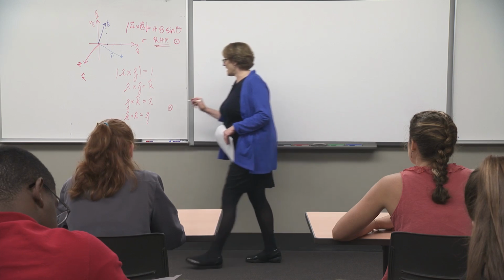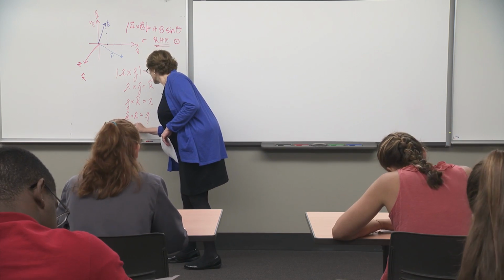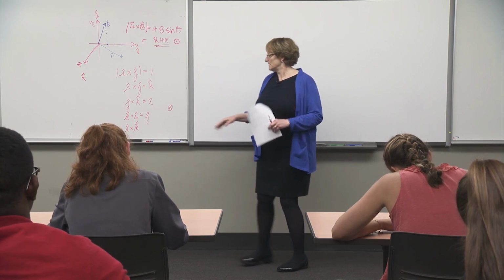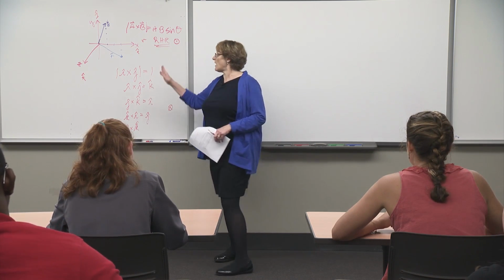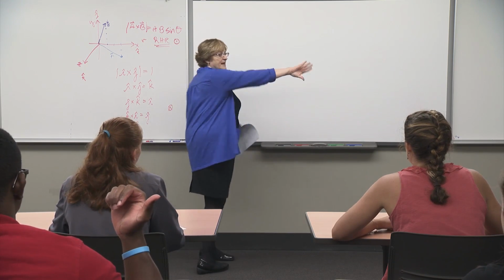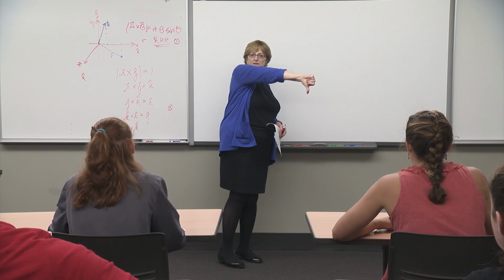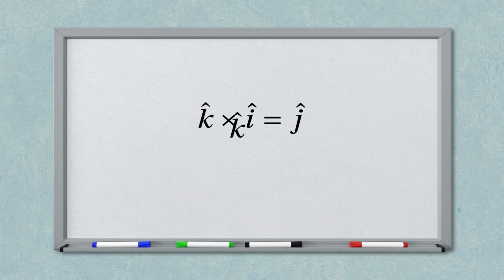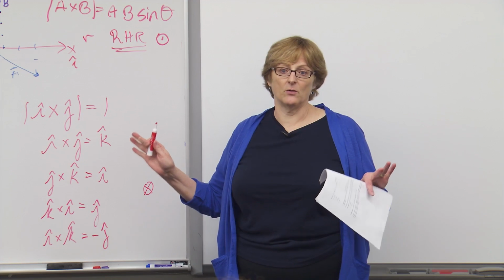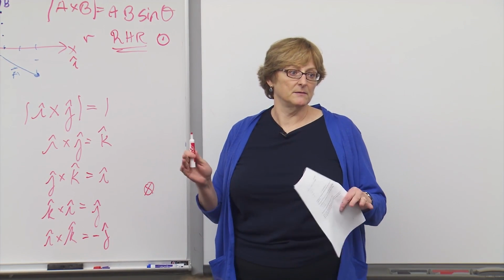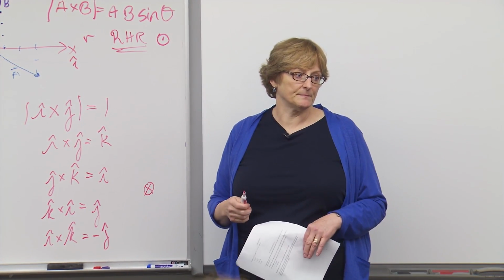What about i cross k? Just flip it around. I've changed the order now. i cross k. The order matters. So i is this way, okay? And k is out of the board. So I come up with minus j. See that? If you flip the order, then the sign changes. So right away we know, for example, A cross B is equal to minus B cross A. If you flip the order, you change a sign.